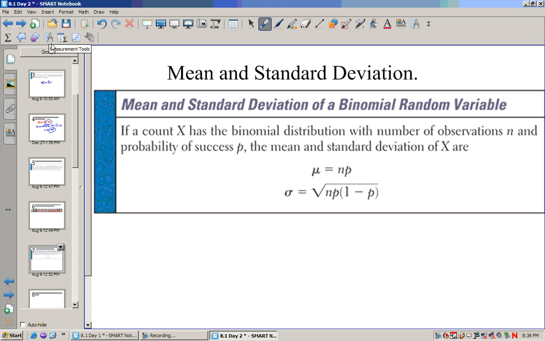Alright, now we need to find the mean and standard deviation. The mean is n times p, which makes sense. We did that on a previous lesson. But the standard deviation is a little less intuitive. We take the square root of n times p times 1 minus p, or the n times the probability of success times the probability of failure, and square root.